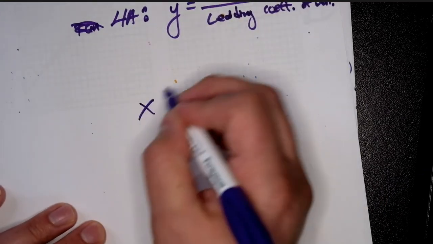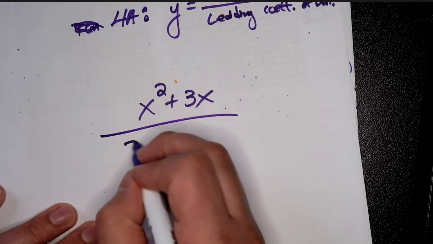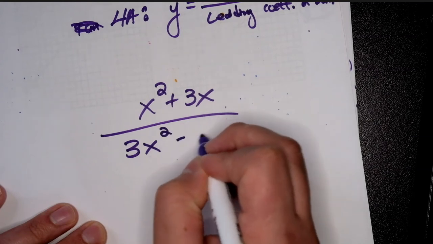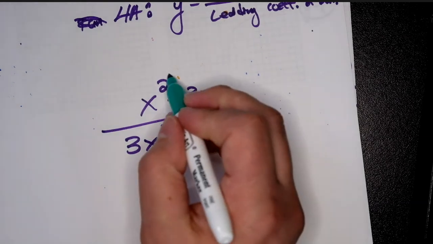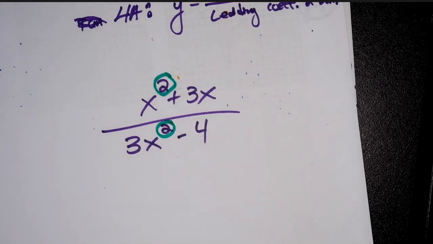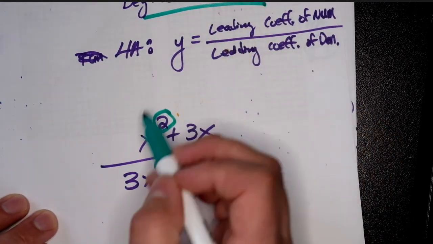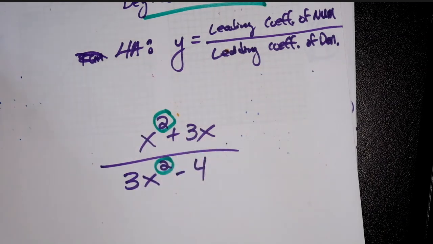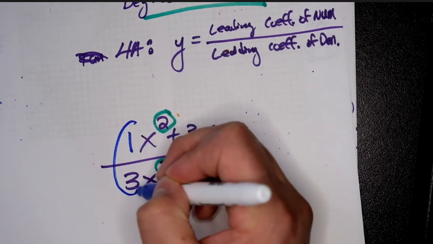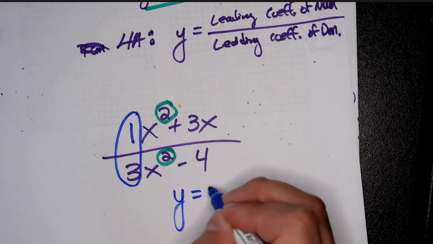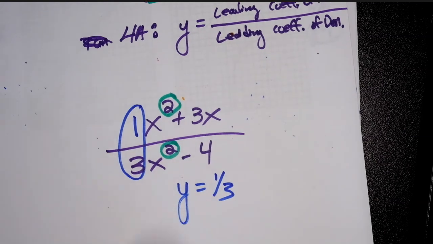So if you want to write an example in here, we could have x squared plus 3x all over 3x squared minus 4. And if you were to graph this, check it out. The degree of the numerator is 2. The degree of the denominator is 2. That means the degree of the numerator equals the degree of the denominator. So I should have the leading coefficient, the coefficient of the highest term, which is 1 in this case, over the leading coefficient of the denominator. That means we're going to have a horizontal asymptote at y equals 1/3.